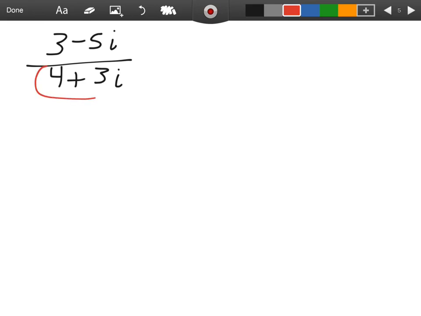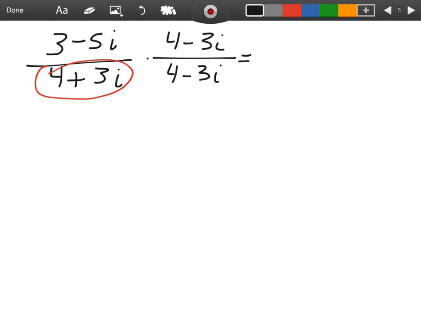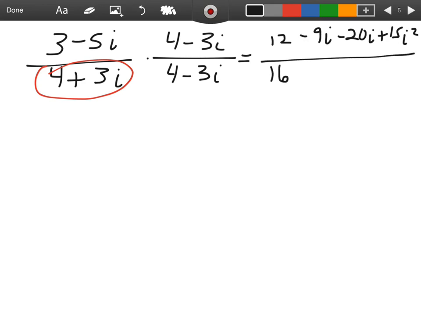And our last example is 3 minus 5i over 4 plus 3i. Again, the denominator's conjugate is 4 minus 3i. So put it over itself. On top, distributive property, 12 minus 9i minus 20i plus 15i squared. Bottom, 16 minus 12i plus 12i minus 9i squared.